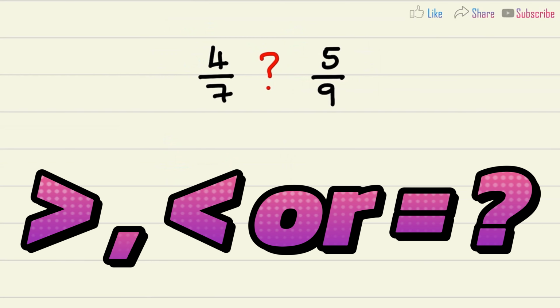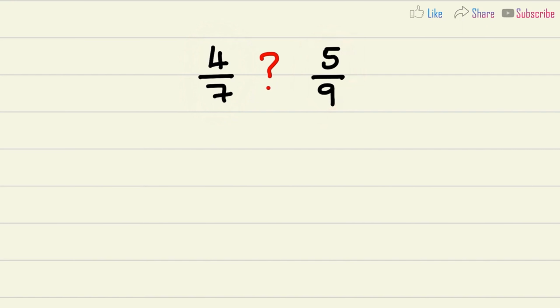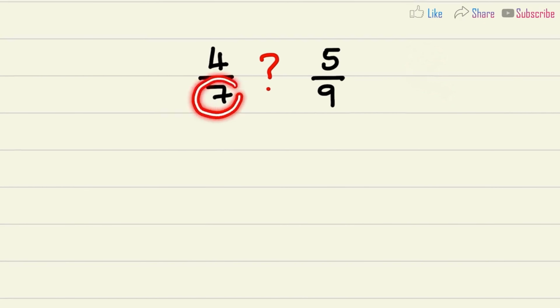Now, let's compare 4 over 7 to 5 over 9. Are they equal? Or is 4 over 7 bigger than 5 over 9? Or is it smaller than 5 over 9? Now, in this example, we need to rewrite both of the denominators.